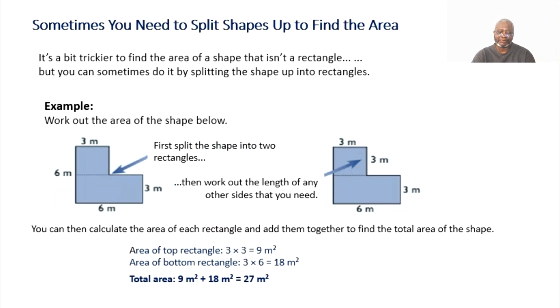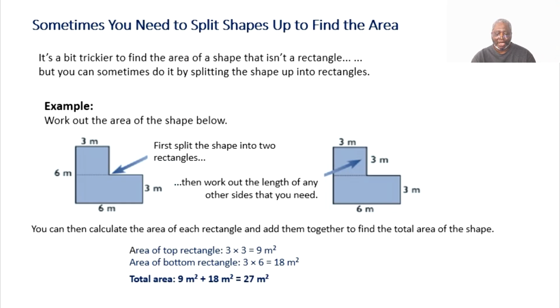Sometimes you need to split shapes up to find the area, as you can see here. We'll look at the example, but first, it is a bit trickier to find the area of a shape that isn't a rectangle, but you can sometimes do it by splitting the shape. First, split the shape into two rectangles and look at their dimensions. Starting from the top, going right, 3 meters, and then you have a missing measurement, and then going down 3 meters, and then at the bottom 6 meters, and then on the left 6 meters.